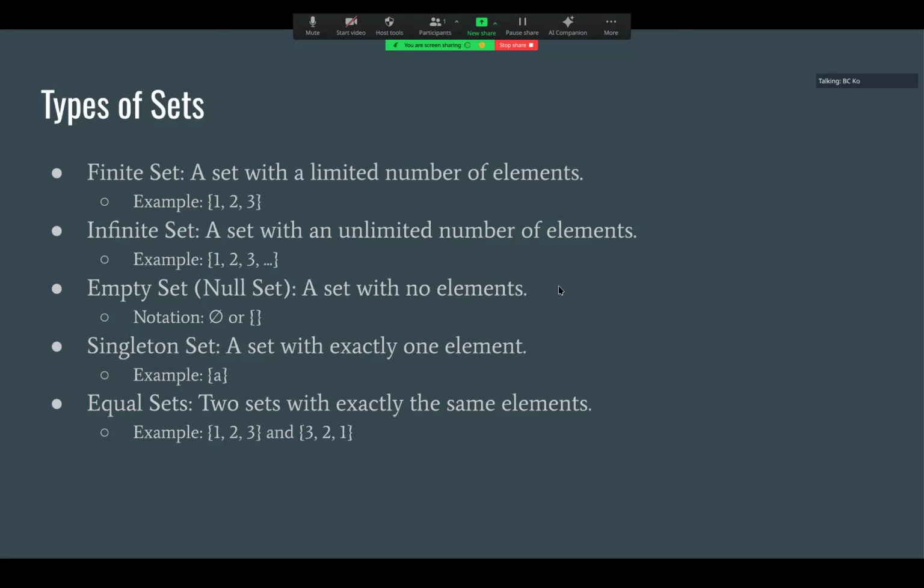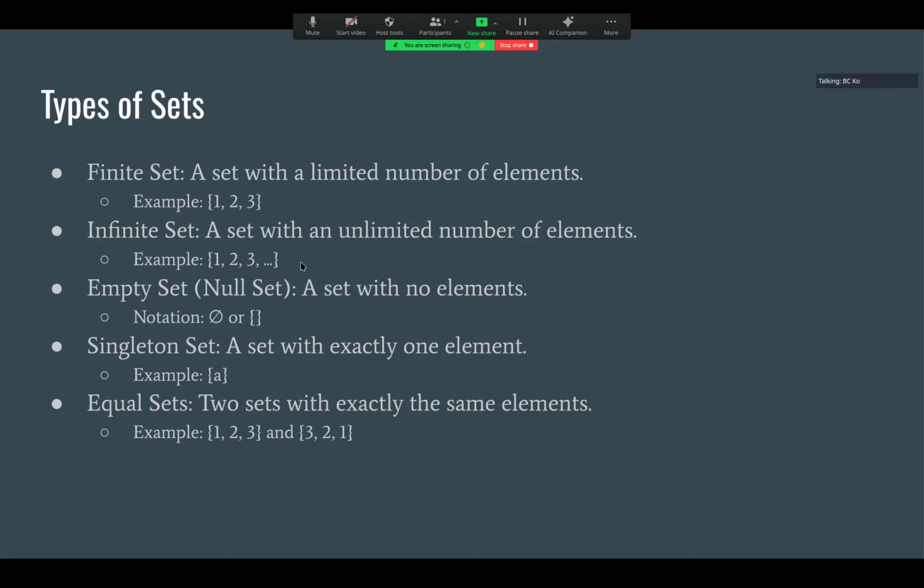Types of sets. There are several types of sets. A finite set is one that contains a limited number of elements. For example, the set {1, 2, 3} is a finite set because it has 3 elements. An infinite set contains an unlimited number of elements. An example of this would be the set of natural numbers, 1, 2, 3, and so on.